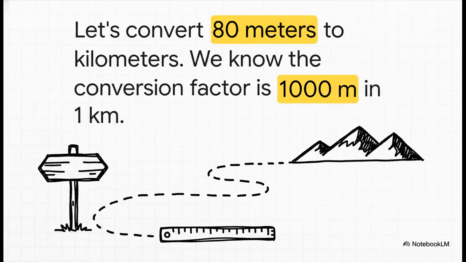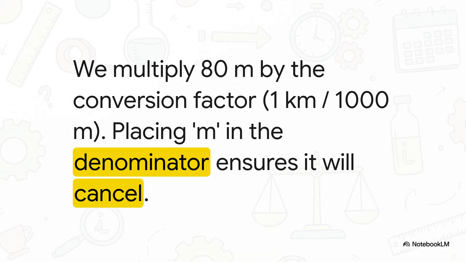Say we want to convert 80 meters into kilometers. Okay, so we have meters, we want kilometers. And we know the relationship: 1 kilometer is 1,000 meters. So we take our 80 meters and we multiply it by our conversion factor, which we write as a fraction. Now, this is the most important part. See how we put the 1,000 meters on the bottom in the denominator? We do that specifically so the meters unit can cancel out.